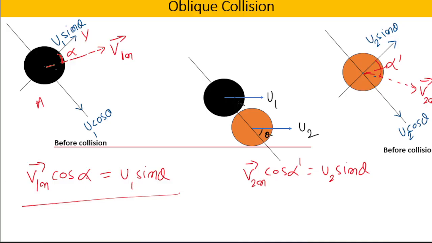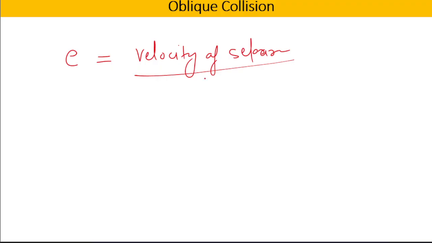Now let's write a coefficient of restitution, that is E. E को हम कैसे लिखते हैं? E को हम लिखते हैं velocity of separation divided by velocity of approach. So this thing I have already discussed in head-on collision topic. Again, you can check with that. वहाँ पे मैंने काफी डिटेल में एक्सप्लेन किया है, इसलिए I won't be detailing it here, but yeah, I will let you know how to write it in this case.